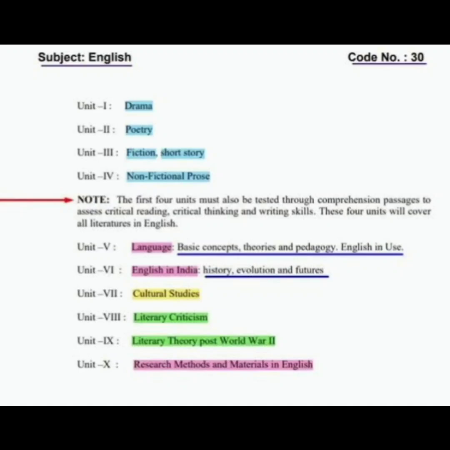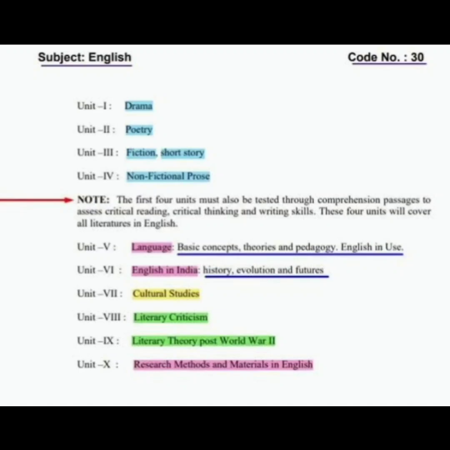And after that you have to study in detail about language, the concepts, theories, pedagogies, English in use, then English in India, its history, evolution, future, then cultural studies, literary criticism, literary theory post World War II. Research methods and materials in English should also be given emphasis while studying paper 2.